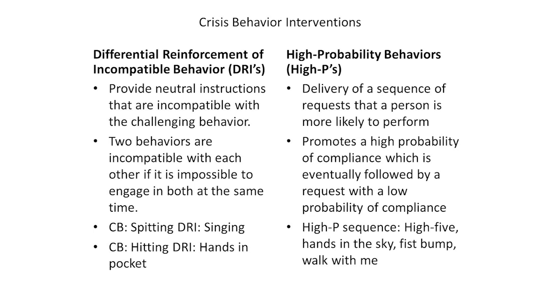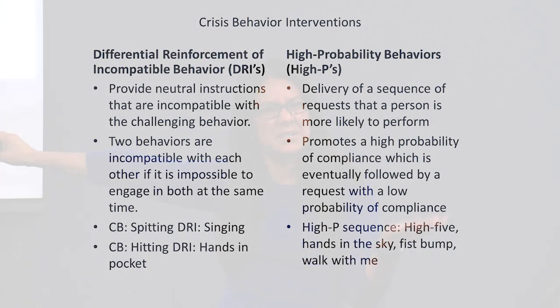Real quick, the example I give there: if the individual is spitting, I'm going to use a DRI for asking him to sing. And I may just say, hey, why don't you just sing with me? And I'll pick some random ridiculous song, because it's hard to sing and spit at the same time. Hard to sing a song with me and curse at me at the same time. Hard to sing a song and try to bite me at the same time. And again, there's lots of research that supports that these are very effective procedures to utilize.